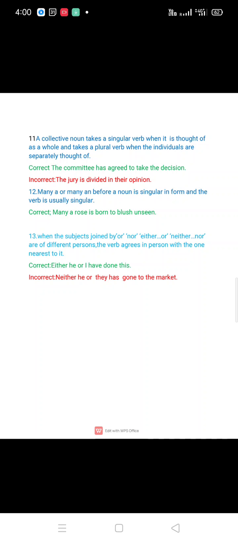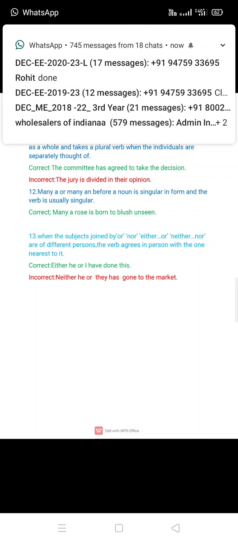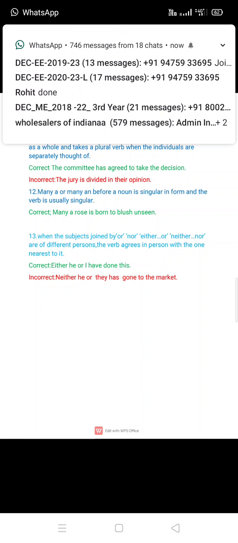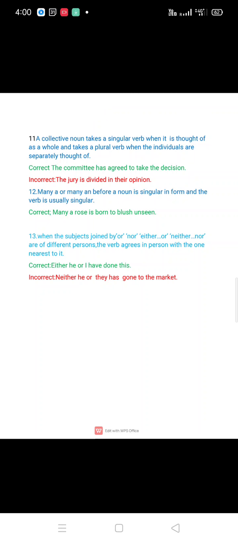and a singular verb is used here because there is no dispute. The collective noun here, the committee, is thought of as a whole. That's why a singular verb is used here. The committee has agreed to take the decision. But in the second sentence, you can see the jury. Here, the jury is also a collective noun, but they are divided in their opinion. They are not agreed to take the decision together. So the verb is here singular.